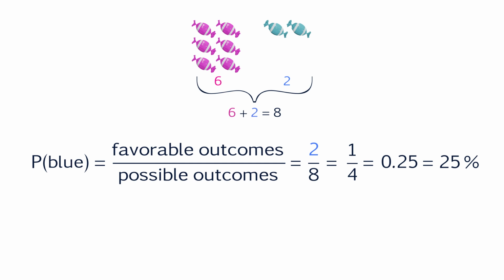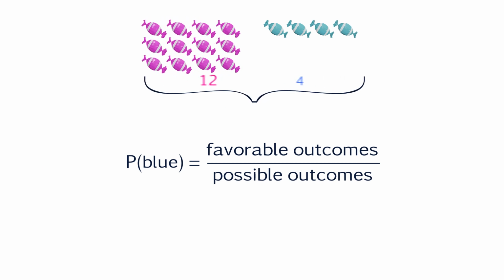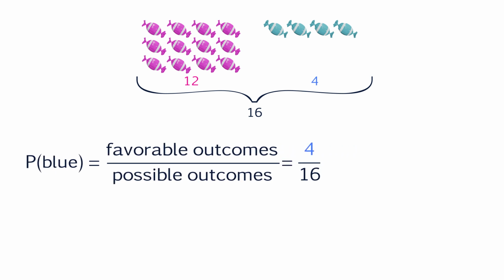Now, let's say you had double the number of both colors of candy, 4 blue ones and 12 pink ones. What's the probability of picking a blue piece at random this time? Well, in total, you now have 4 plus 12, which equals 16 pieces. And there are 4 favorable outcomes as there are 4 blue ones. So the probability of picking a blue piece of candy is 4 over 16, or 1 over 4. Again, 1/4 equals 0.25, or 25%.